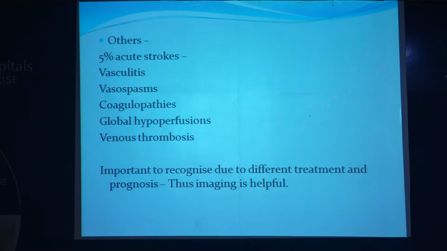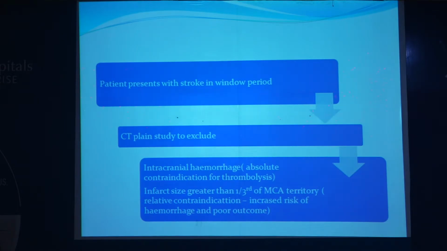Other causes of stroke could be vasculitis, vasospasm, coagulopathies, global hypoperfusion, and venous thrombosis. These are all important to recognize because treatment obviously will differ, and the prognosis as well. So imaging is very helpful in these cases.